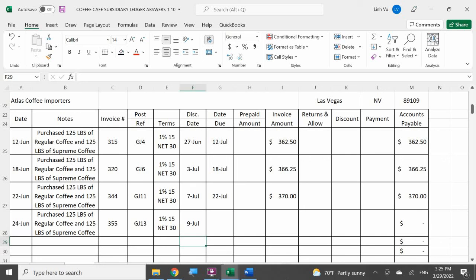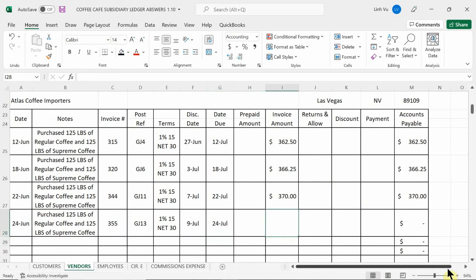When is my discount due date? July 9. And when is my bill actually due? It's going to be due 30 days from now, which is July 24th. How much was my bill? How much do I owe Atlas Coffee? $3.75.